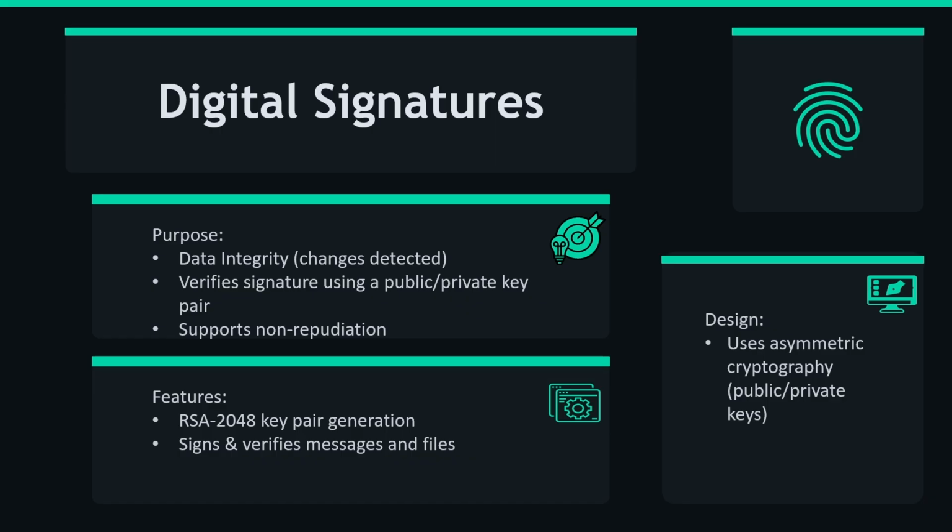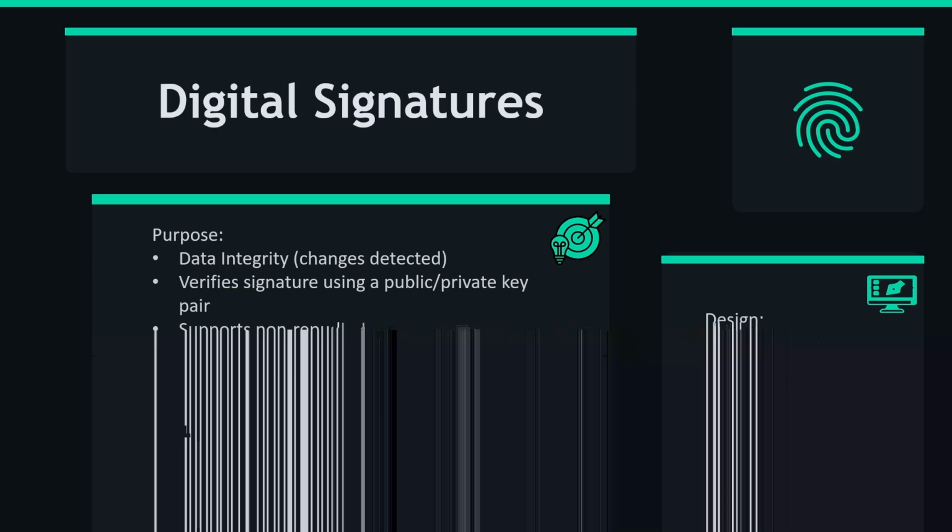Okay, so for the final portion of AirCrypto, we implemented digital signatures. The purpose of digital signatures is to ensure data integrity. This means that even the smallest change in the data will result in a completely different hash. It allows us to verify signatures using a public and private key pair. So instead of verifying the person, our system verifies that the signature matches the corresponding key.